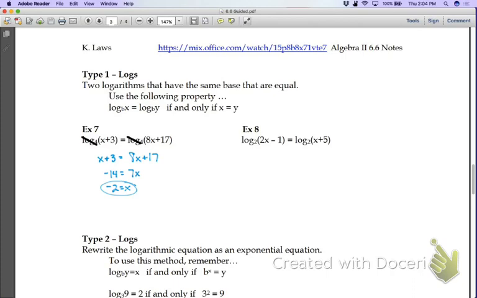Same way on 8. Do the bases match? You bet they do. So I'm just looking at 2x minus 1 equal to x plus 5. X is equal to 6. Don't overcomplicate it, because it's not complicated. I promise.